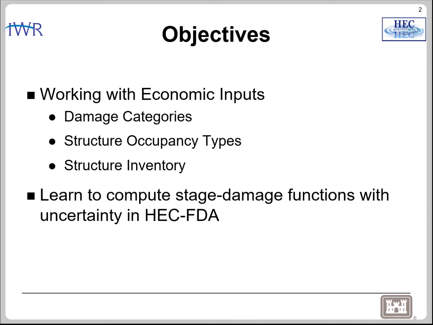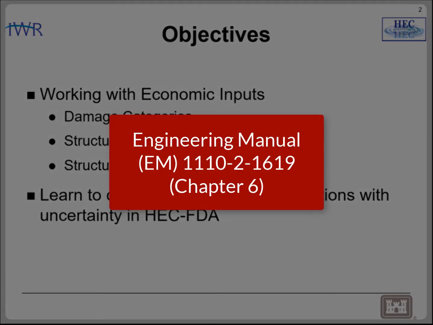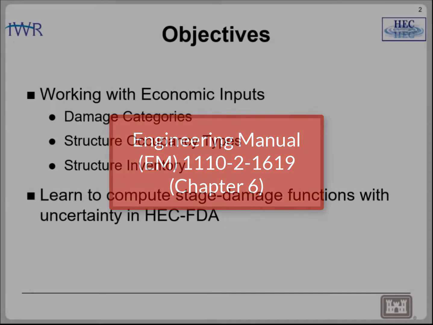There are two goals in this workshop. The first goal is to become familiar with methods for quantifying uncertainties in variables that are combined to predict damage with uncertainty. A second goal is to become familiar with entering inventory data necessary in the model. The basic procedures followed here are also those described in Chapter 6 of EM, or Engineering Manual 1110-2-1619.